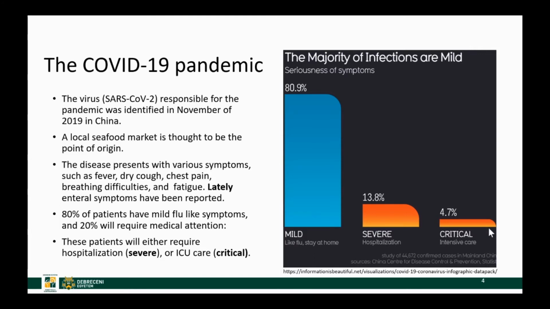So just a couple words on the pandemic and the virus that is causing it. The SARS-CoV-2, which is responsible for the pandemic, was identified late last year in China at a local seafood market. The disease presents with various symptoms, such as fever, dry cough, breathing difficulties, and fatigue. However, lately, enteral symptoms have been reported. 80% of the patients will have mild flu-like symptoms, and 20% will require medical attention. The latter of these patients will either require hospitalization or ICU care.